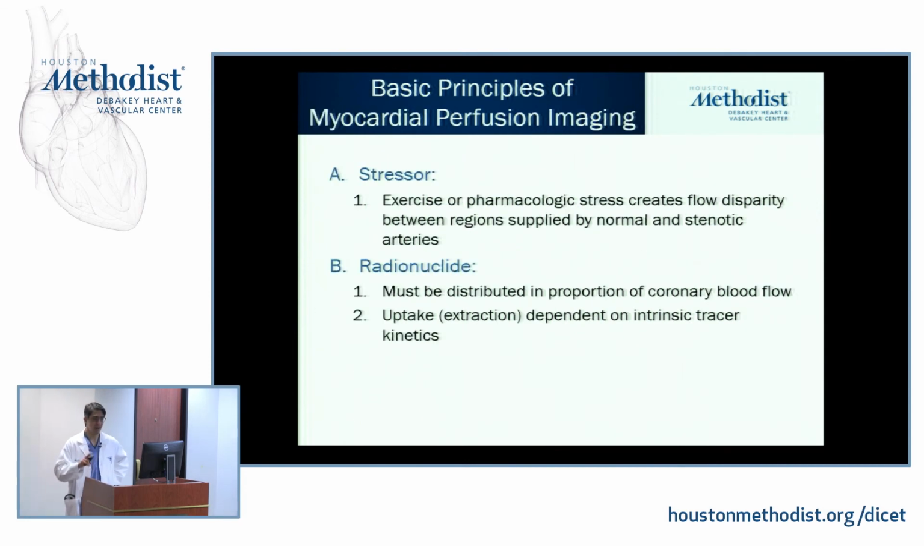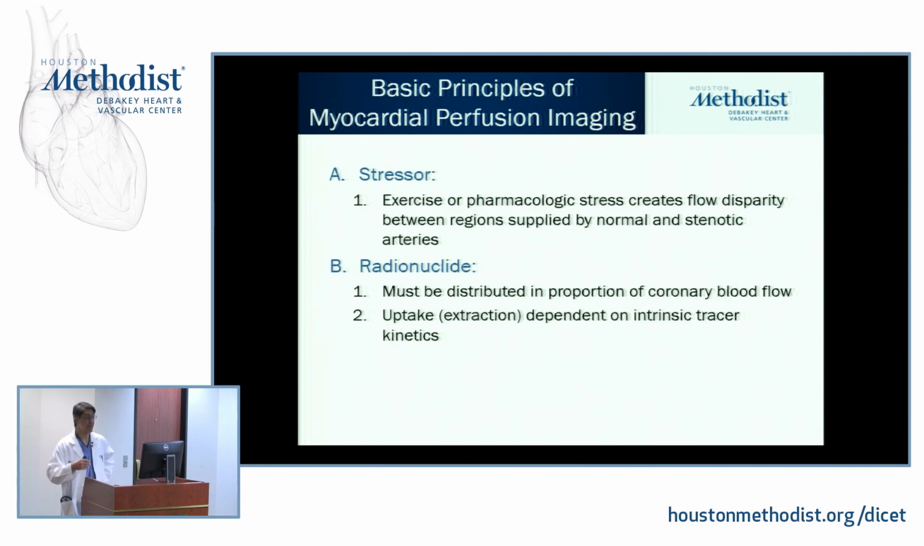Now there's two very important principles for y'all to understand about myocardial perfusion imaging, specifically nuclear myocardial perfusion imaging. First is you need to create heterogeneity of flow. I'll expand upon that more, but just remember that there needs to be some sort of stressor, either exercise or pharmacological, and you want to create disparity of flow between the stress state and the rest state, because that's how you're going to bring out differences in flow between regions that are normal versus those that are served by a stenotic artery.